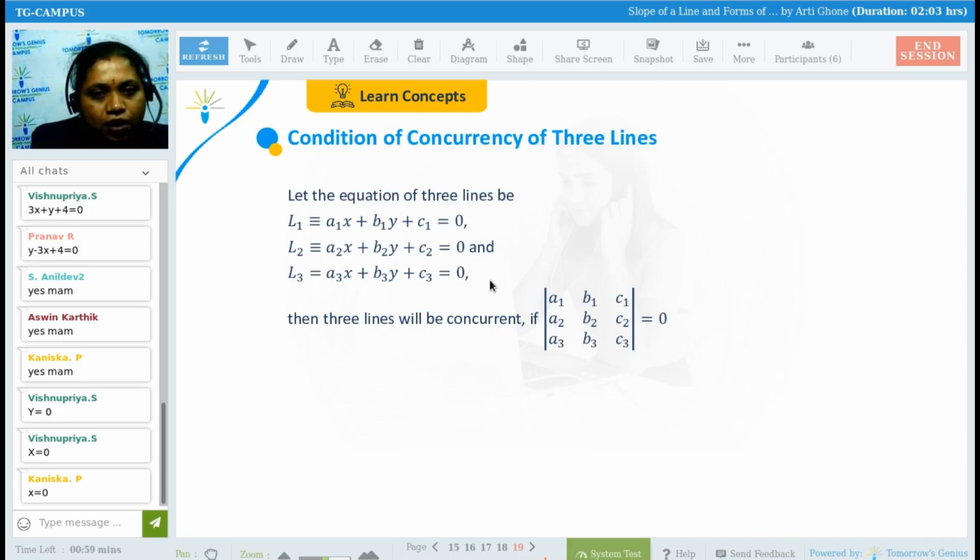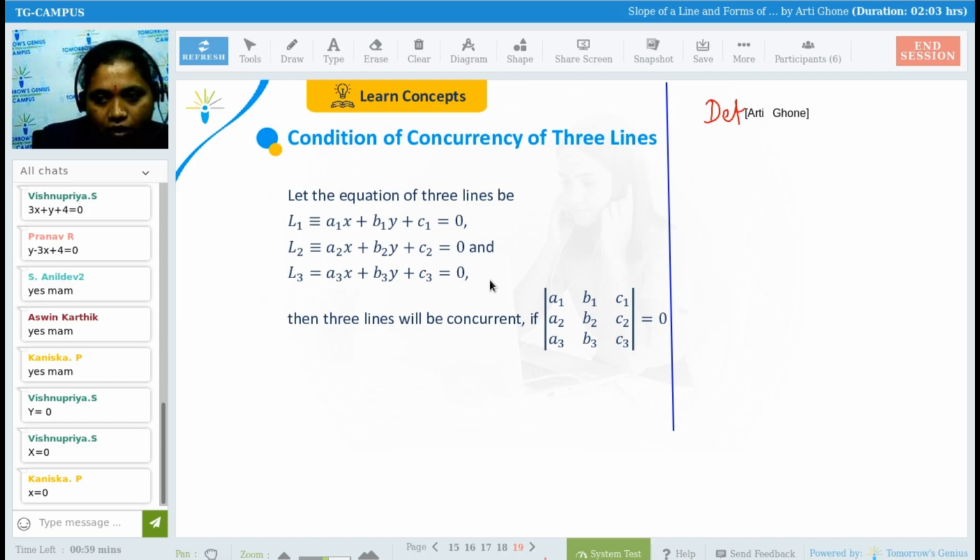Is the concurrency condition clear? Now, how to solve this determinant, everyone knows. We already took it in quadratic equations, but still I will take it here. The knowledge required behind this is the solving of a determinant. Already your first chapter in 12th is determinants. But we can't wait for 12th, because this formula is coming with the examples of 11th also. So I'm just making you understand.